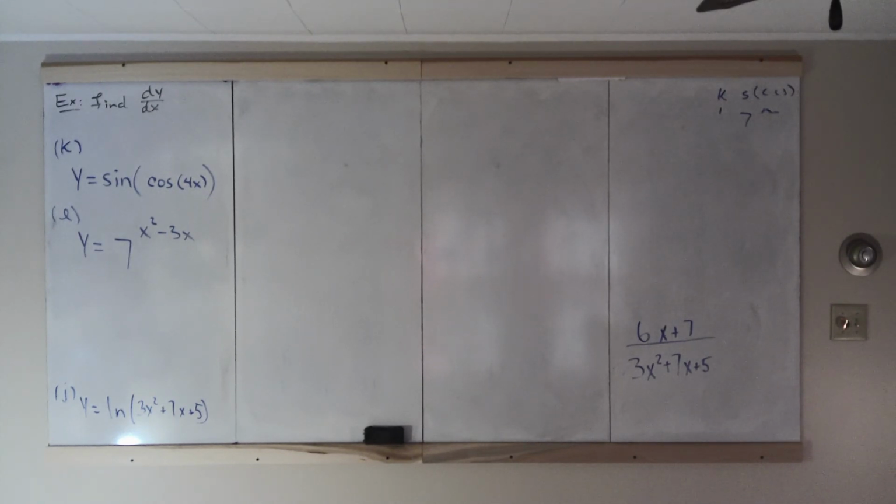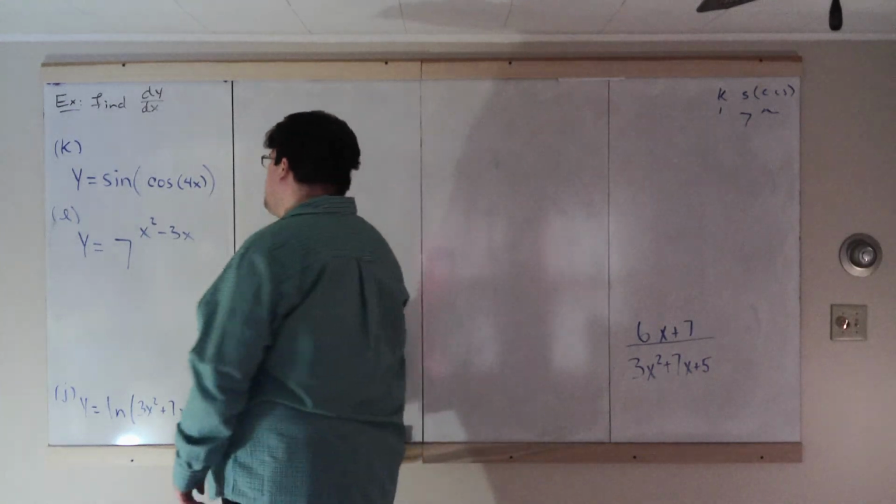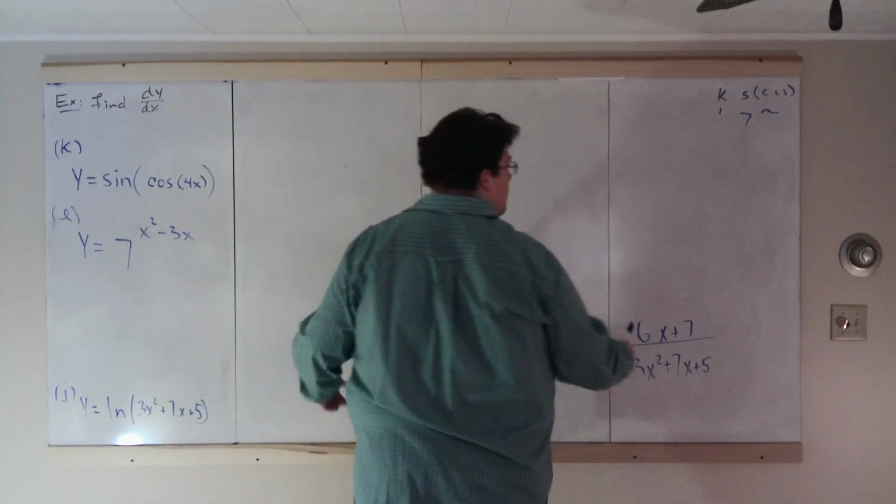I'm just debating if I want to do another example. Let's not do another example like that. Let's just do k and l. So derivative of log of something, derivative of that thing over itself.